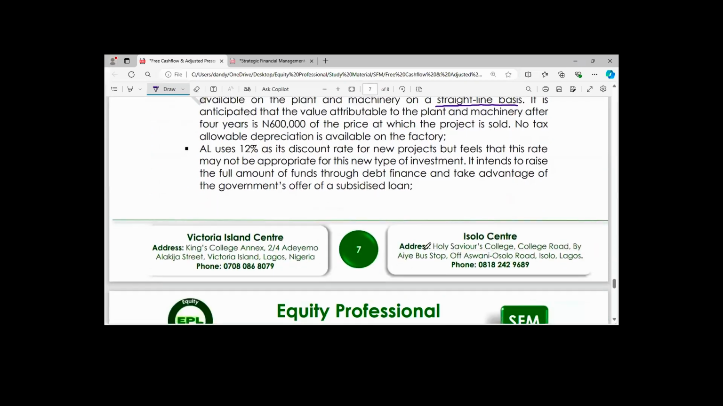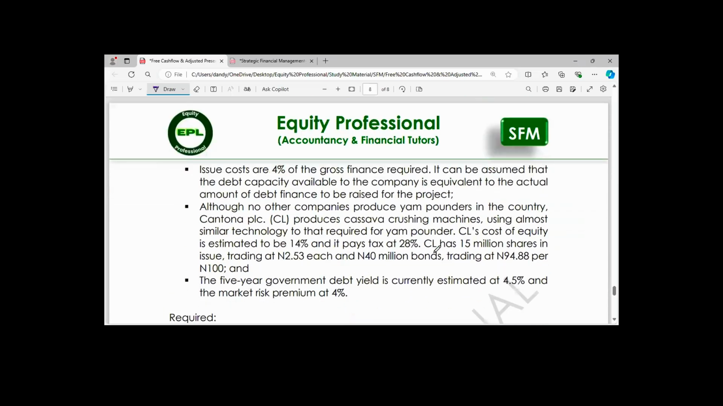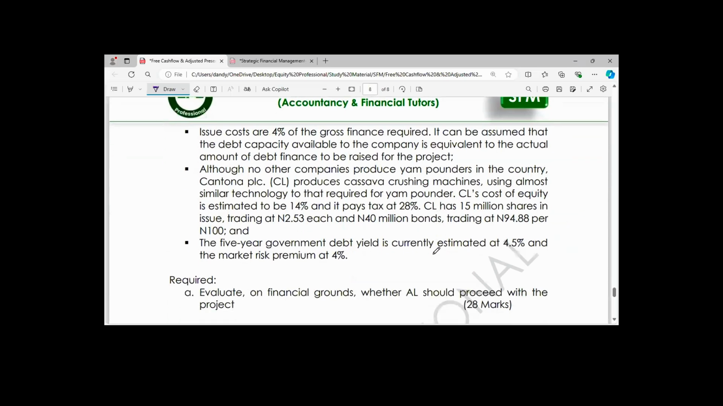AL uses 12% as its discount rate for new projects, but feels that this rate may not be appropriate for this new type of investment. It intends to raise the full amount of funds through debt finance and take advantage of the government's offer of a subsidized loan. Issue costs are 4% of the gross finance required. It can be assumed that the debt capacity available to the company is equivalent to the actual amount of debt finance to be raised for the project.